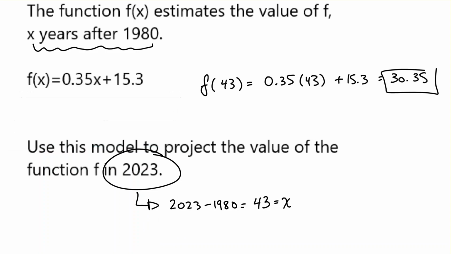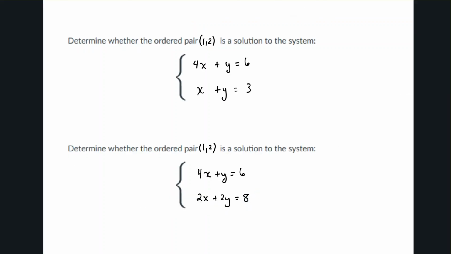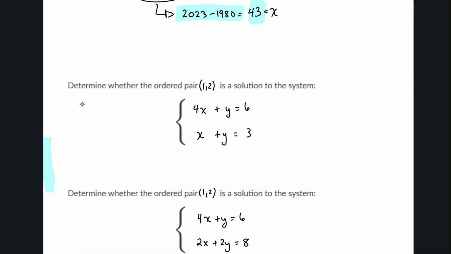So for problems like this, just really pay attention to the units. The key idea is that the units were years since 1980. So this 2023 value had to first have 1980 subtracted from it to get our value of x, 43. That was then substituted into our equation to find our function value at 43. So here we have two problems. Please pause the video, try these, unpause to check your work.